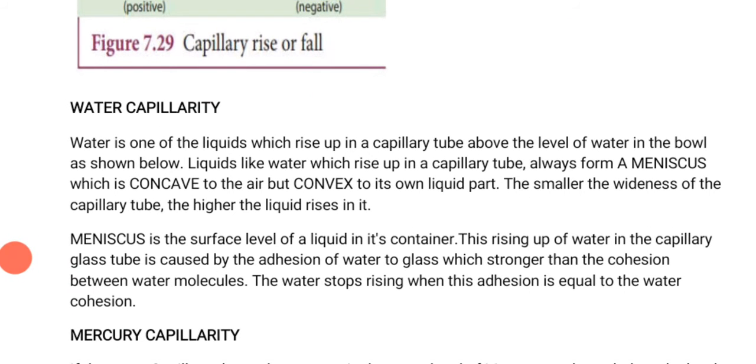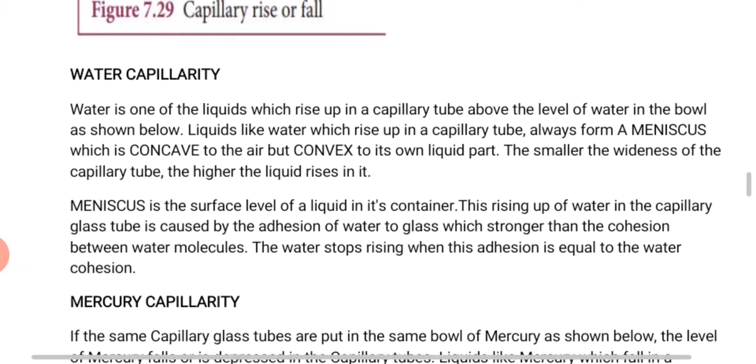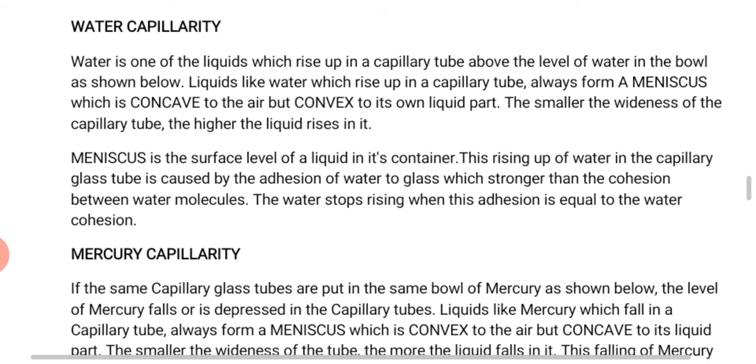The smaller the width of the tube, the higher the liquid rises in it. Meniscus is the surface level of the liquid in the container. This rising up of water in the capillary glass tube is caused by adhesion of water to the glass, which is stronger than the cohesion between the water molecules. The water stops rising when this adhesion is equal to the water cohesion.